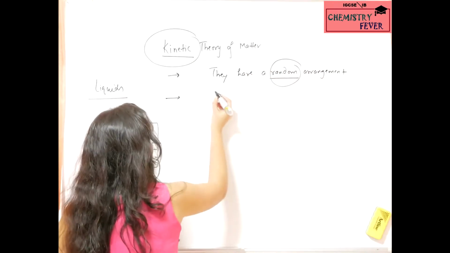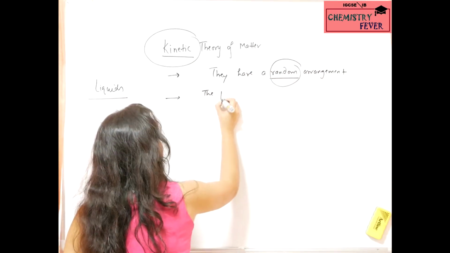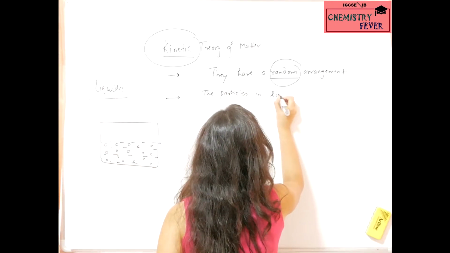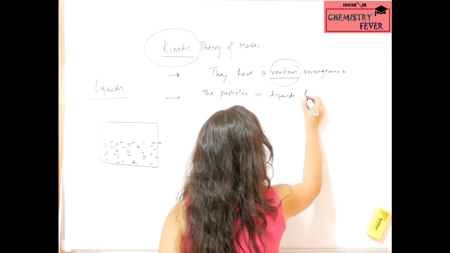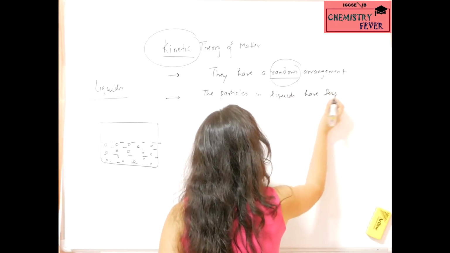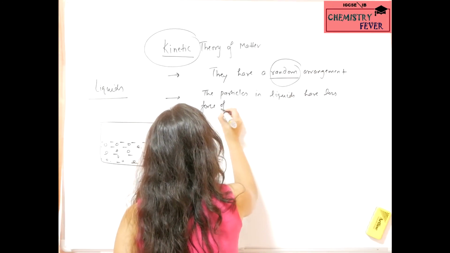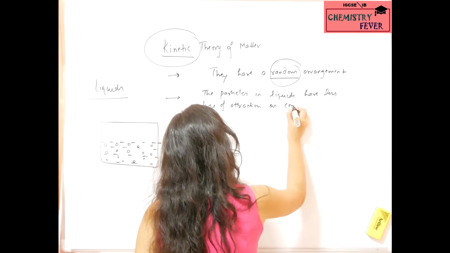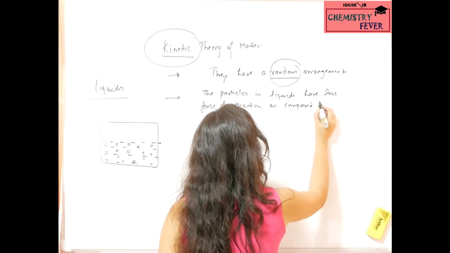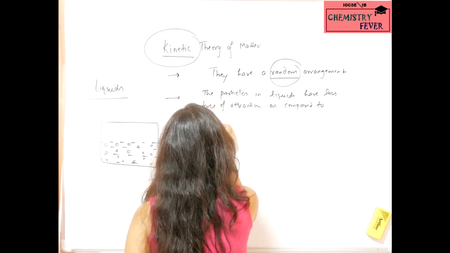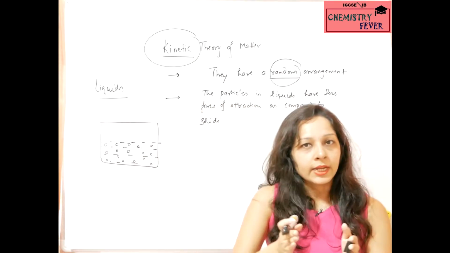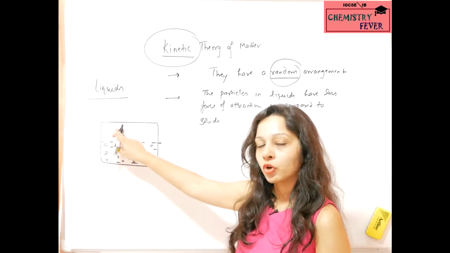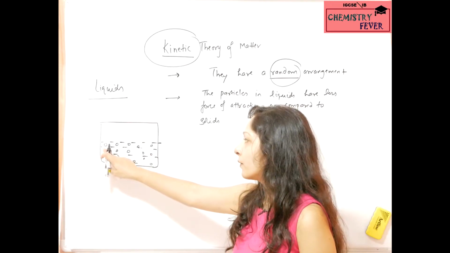Next we were studying about attraction. Particles in liquids have less force of attraction as compared to solids. That's why they are slightly apart. In case of solids, the particles were very, very close, so it means they were strongly bonded. So in liquids, there is a space.